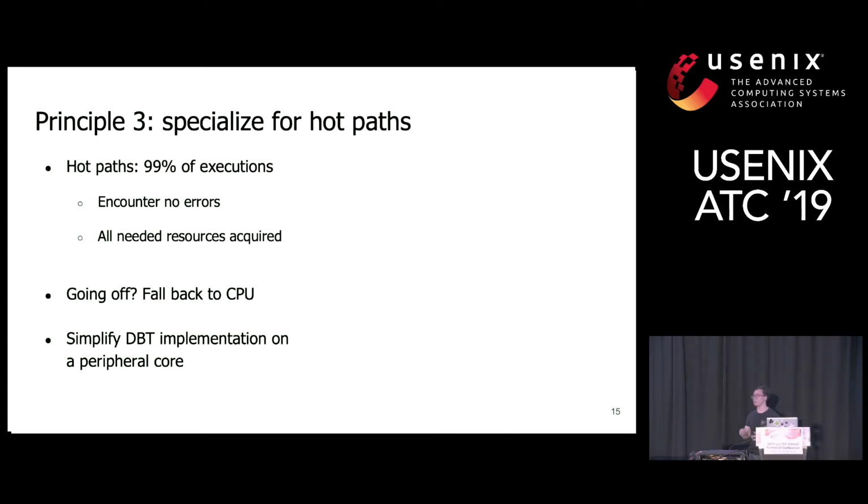The third principle is to specialize for hot paths. We observe that for 99% of the execution, device suspend resume follows a common beaten path, where it sees no error and gets all the resources it requested. These are the hot paths that we specialize for. In case we go off the hot path, we can migrate back to the CPU to continue execution. This simplifies our DBT implementation and makes the engineering effort tractable.